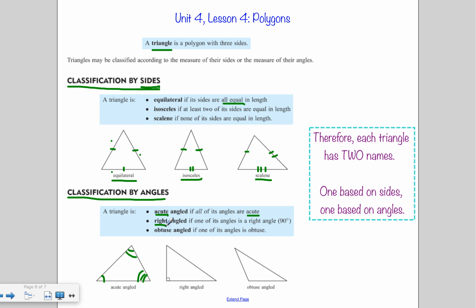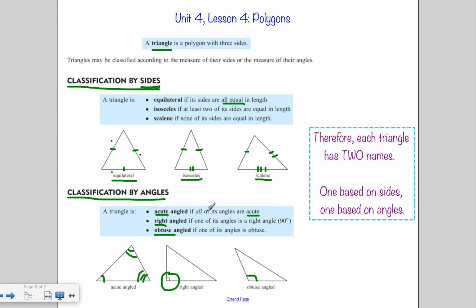We have a right triangle in which one of the angles is 90 degrees. We have an obtuse triangle in which one of the angles is obtuse. So feel free to pause the video right now, write down all of those different vocabulary terms for triangles, and then come back.